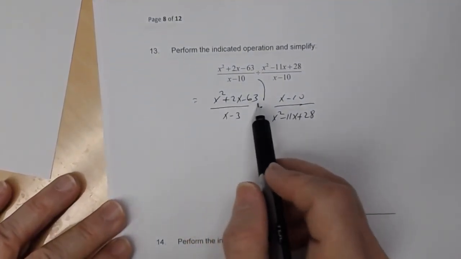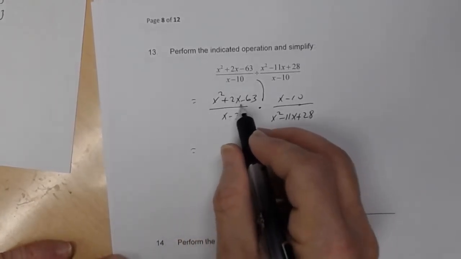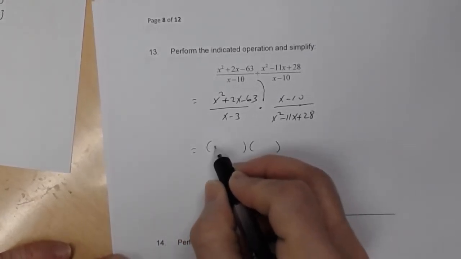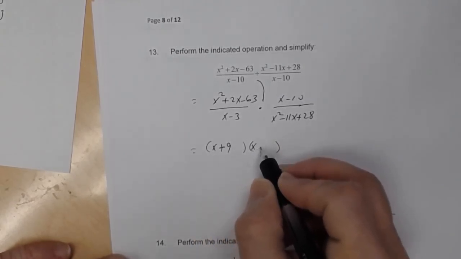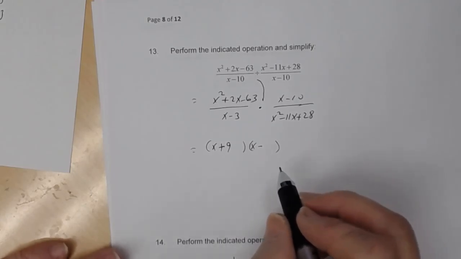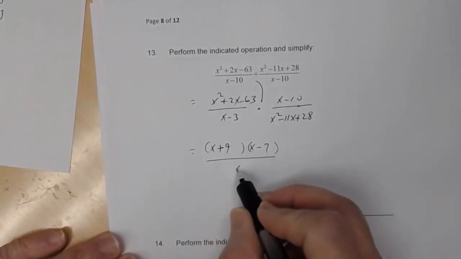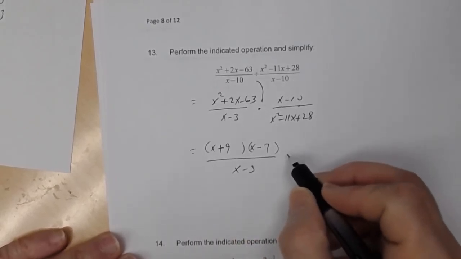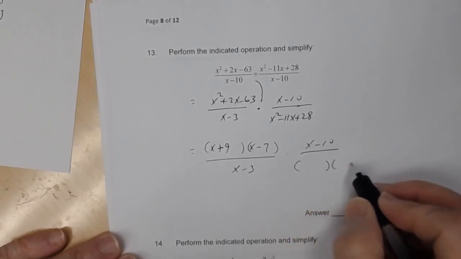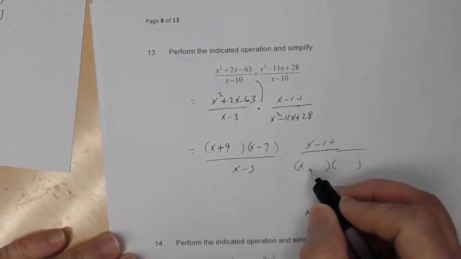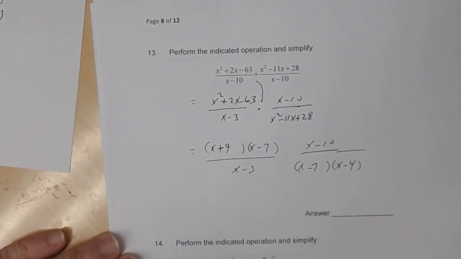And then you're going to factor now. So that kind of looks like the previous problem. So you're going to factor. When I factor this, that's going to be x plus 9 times x minus, let's see, 7. And then over here, that's x minus 3. I'm going to keep this as x minus 10. And over here, that's going to be x minus 7 times x minus 4.